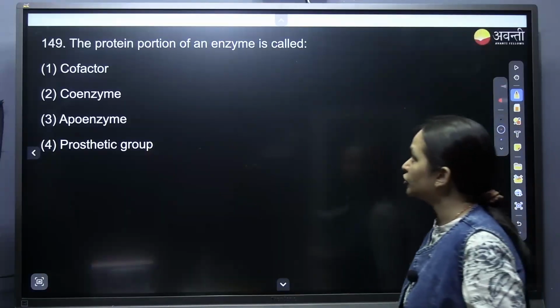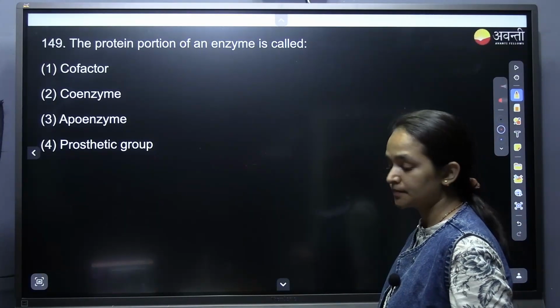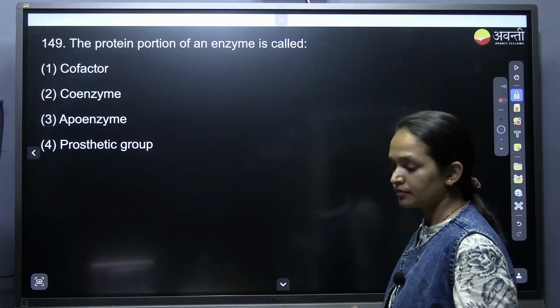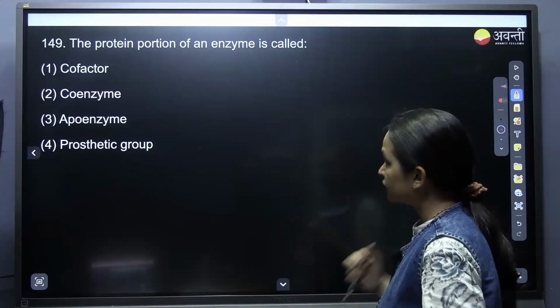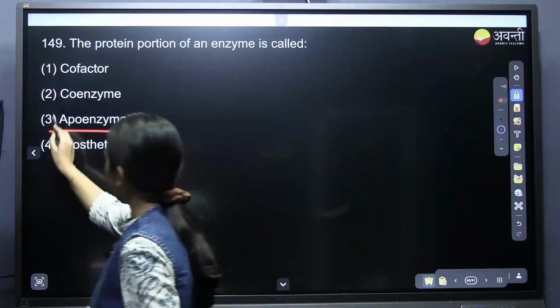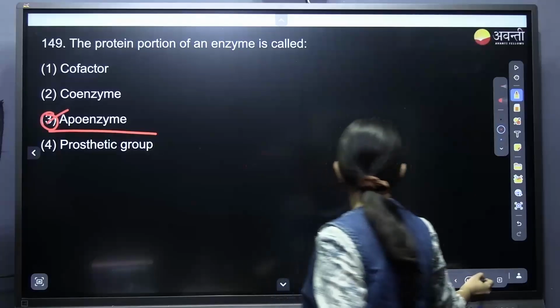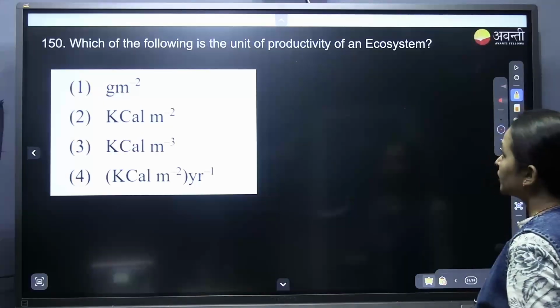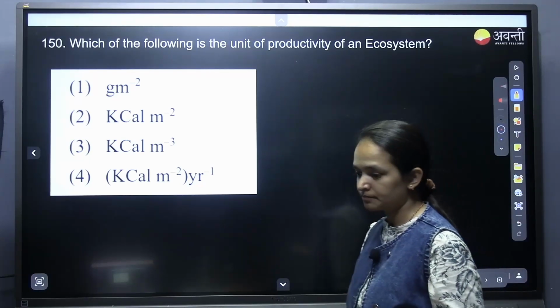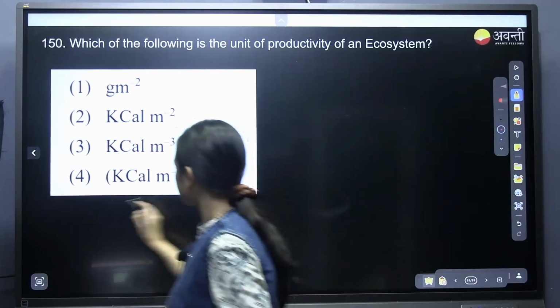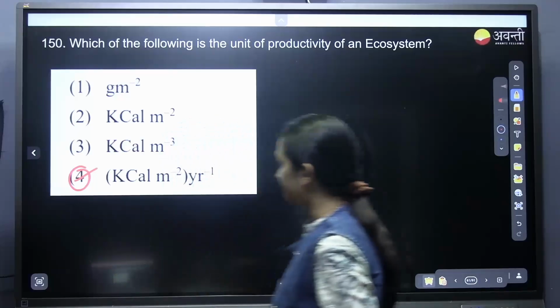The protein portion of an enzyme is called apoenzyme. Very good. Which of the following is a unit of productivity in an ecosystem? Tell me. Option 4, kilocalories per meter square per year.